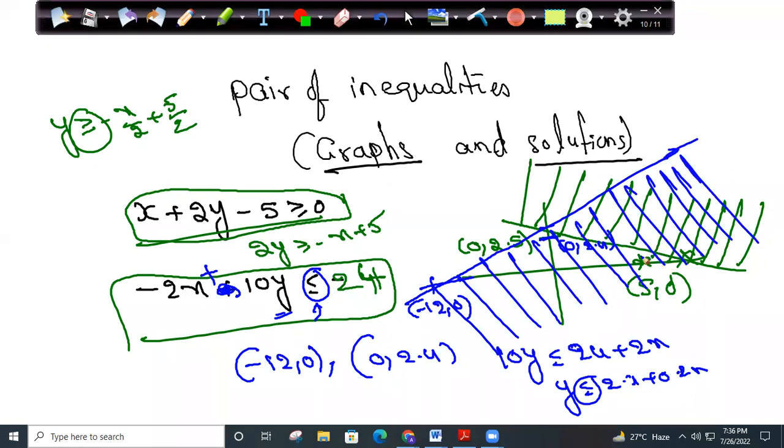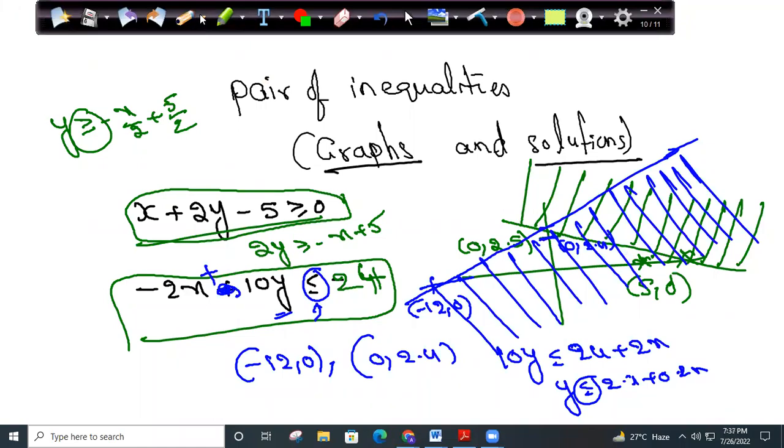This is the graph of minus 2x plus 10y is less than or equal to 24. I'm trying to explain as best as I can. Follow along. If you still have a problem, you can ask me right now or even after the class, but ask me right now, I can explain it here. I've drawn both the inequalities in the same graph, and when I do that, you get a picture something like this.